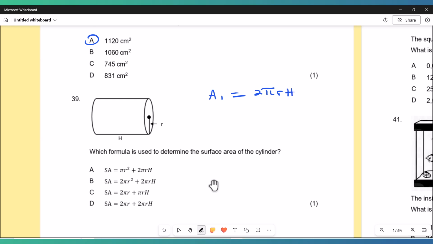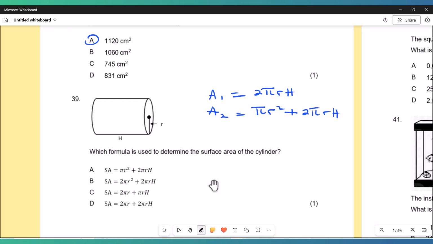However, if the cylinder is closed on one end, we add the area for the circle. So we have pi r squared, then plus 2 pi r h. For example, a glass or a cup, you can call it a tumbler. Now the surface area for the tumbler, which has no cover, we have the base, which is pi r squared, then plus what? 2 pi r h.